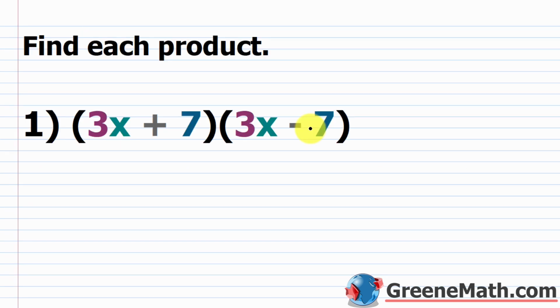All right, let's take a look at our little practice test. So we're told to find each product. And for problem number 1, we have the quantity 3x plus 7 times the quantity 3x minus 7. So the strategy here is to use our little shortcut formula.